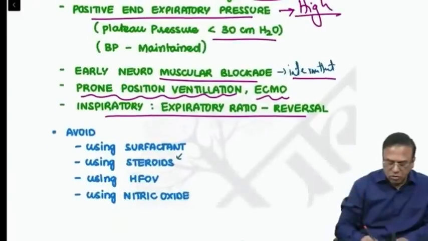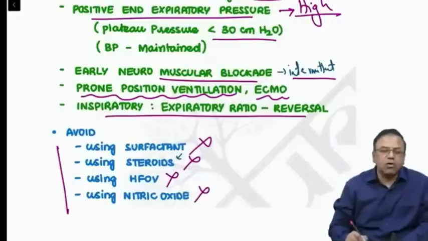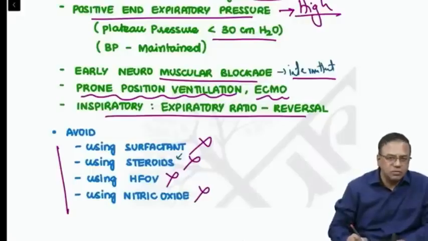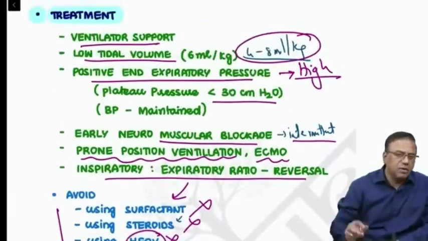And what you should not do is MCQs for us. Don't use surfactant, don't use steroids, don't use high frequency oscillatory ventilation, and don't use nitric oxide in the management of patients with ARDS. Main of these repeat questions is surfactant. Don't use surfactant, it will not work. And don't use high frequency oscillatory ventilation. It will not work in patients with ARDS.